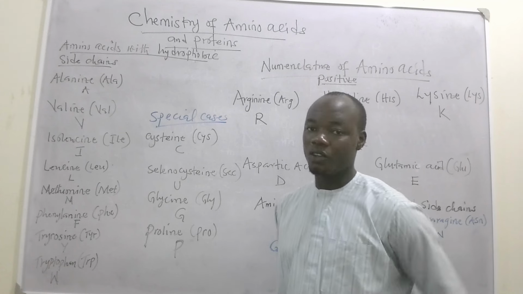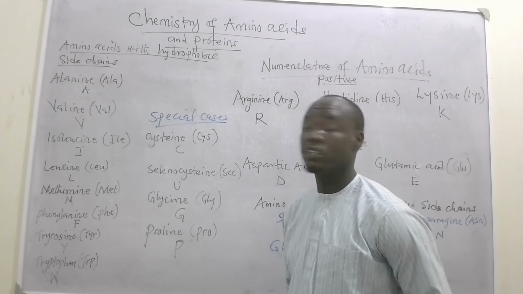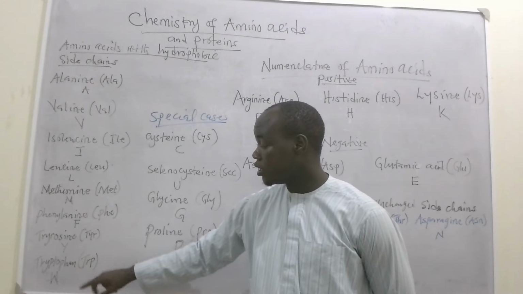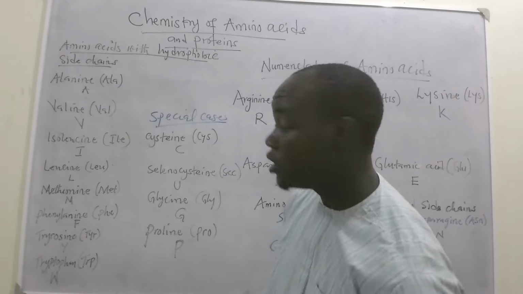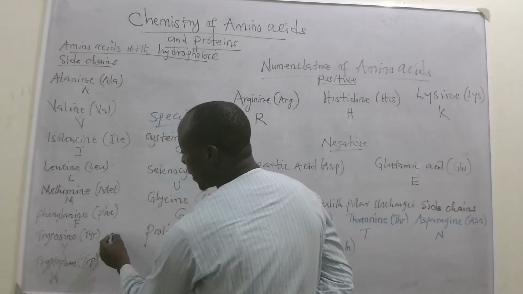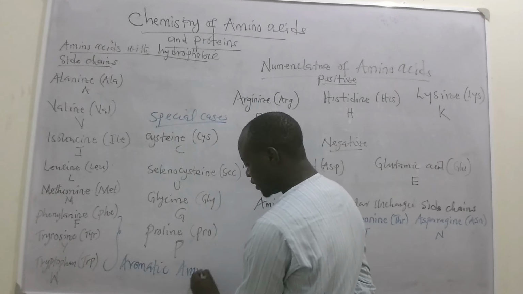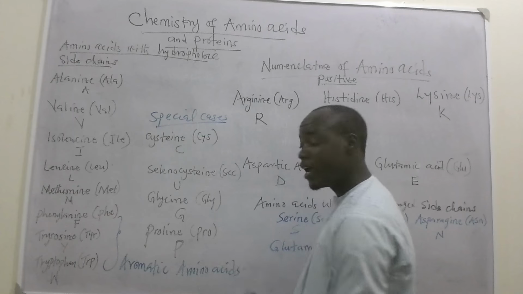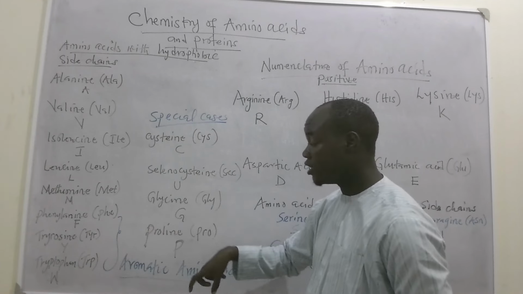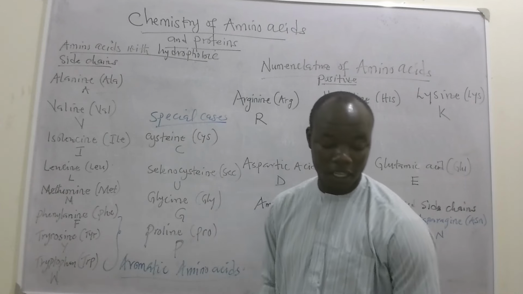But we also have other ways of classifying amino acids. You can have acidic amino acids and you can have basic amino acids. For example, tyrosine and phenylalanine, we classify them based on how their structure looks, and they are called aromatic amino acids. Why are they called aromatic amino acids? Because in their side chains they have an aromatic ring. So phenylalanine, tyrosine, and tryptophan are called aromatic amino acids.